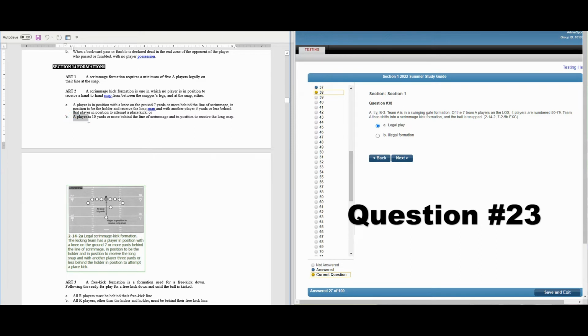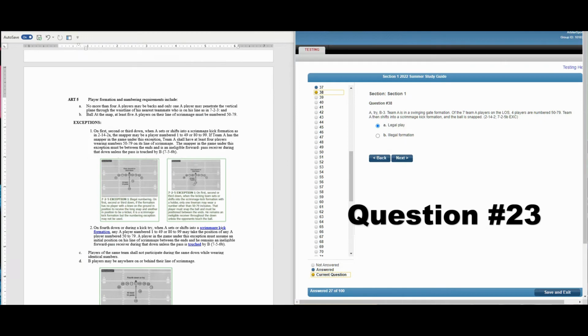Or a player is 10 yards or more behind the line of scrimmage to receive the long snap. So that's the requirement for a punt. The punter, or the kicker I should say, has to be 10 yards or more behind the line of scrimmage in order to be legal. Okay, so the other rule reference is 725B.